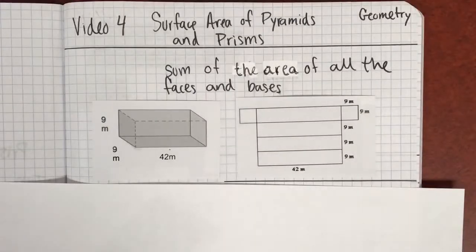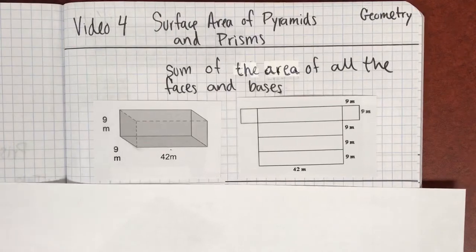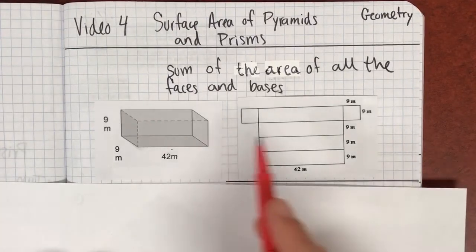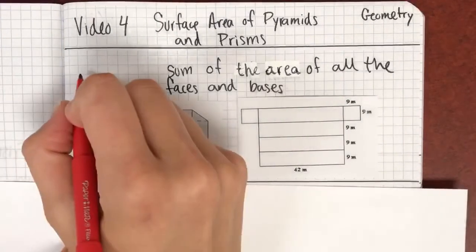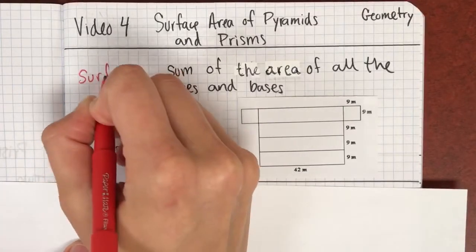Alright, this is video 4 and this is surface area of pyramids and prisms. On our last video we talked about prisms and pyramids, and today we're actually going to dive into surface area. So the sum of all the areas of the faces and bases is surface area.